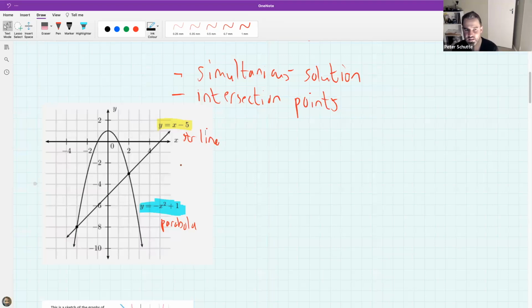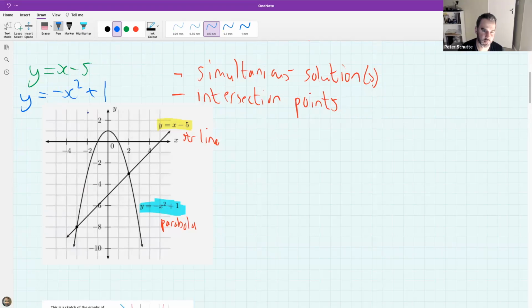Okay, now what is the simultaneous solution or solutions to y equals x minus 5 and y equals minus x squared plus 1, which is what the graph is showing? Pop your answers in the chat or pop your hand up if you're willing to share your thinking. Let's see. Okay, so Flamelo is saying 2, minus 3. So let me go to 2. Here's 2.